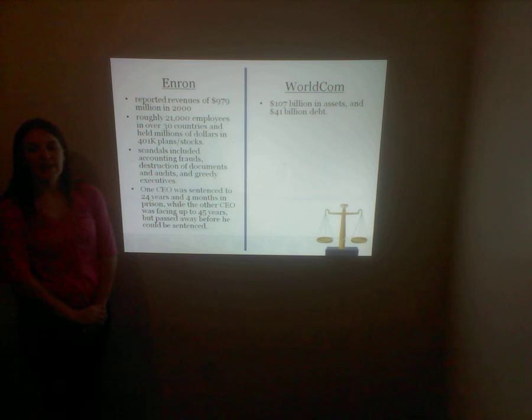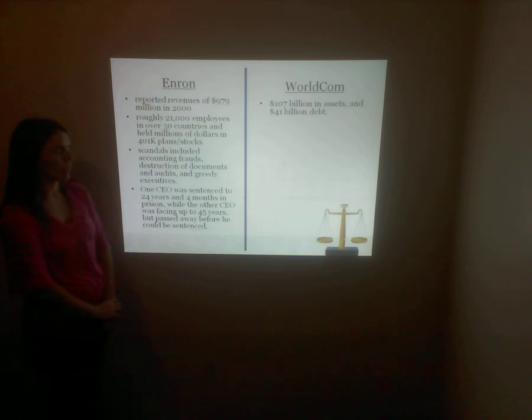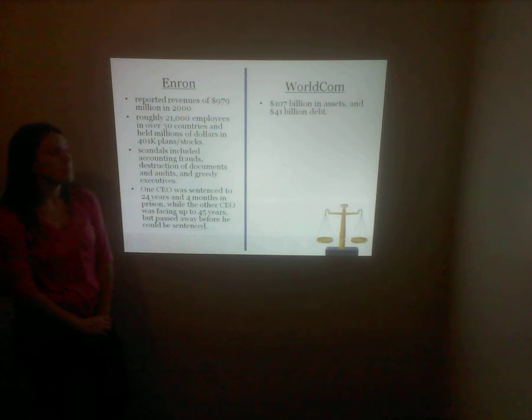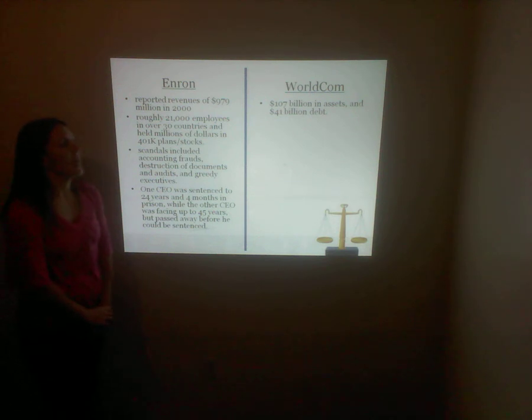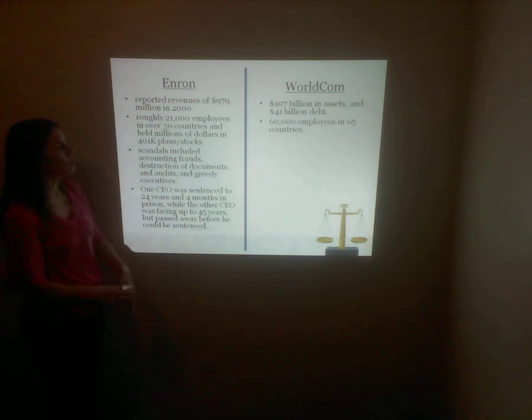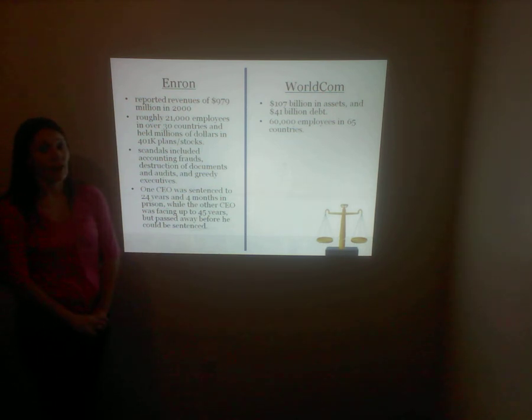WorldCom was the United States' second top leading telecom company. When WorldCom collapsed, the U.S. government quickly enacted the Sarbanes-Oxley Act. Enron had made the government start looking into writing legislation to control publicly traded companies. But after WorldCom and Adelphia fell, it was enacted quickly. WorldCom, when they filed bankruptcy, had $107 billion in assets and $41 billion in debt. WorldCom had almost 3 times as many employees and operated in more than double the countries that Enron did. As seen, WorldCom had 60,000 employees in 65 different countries.